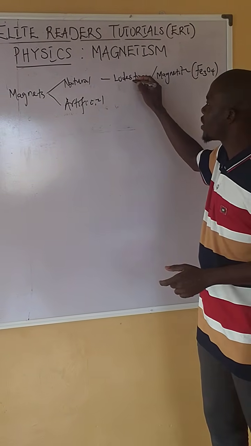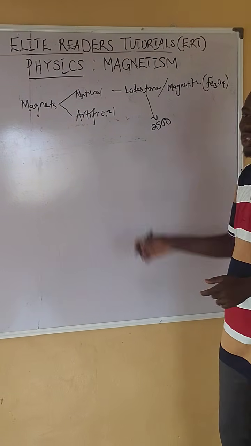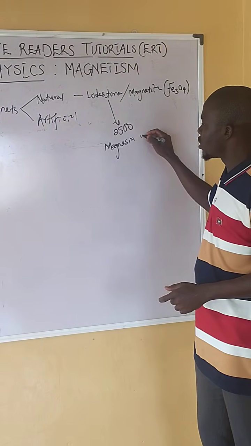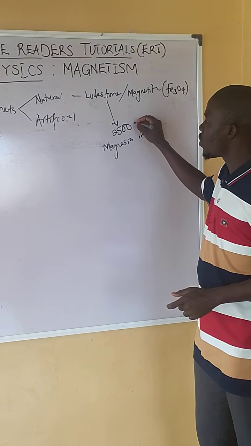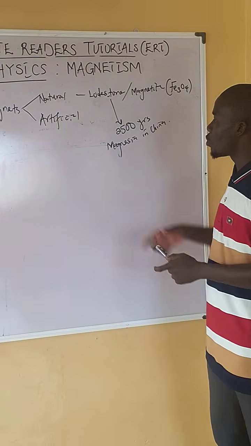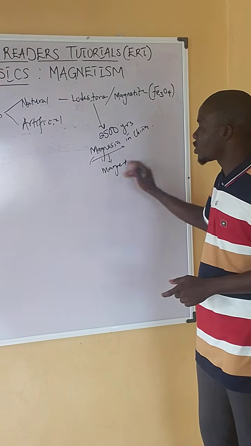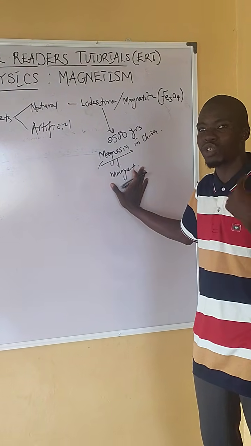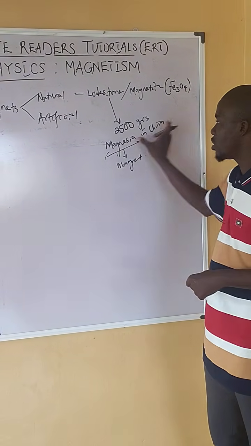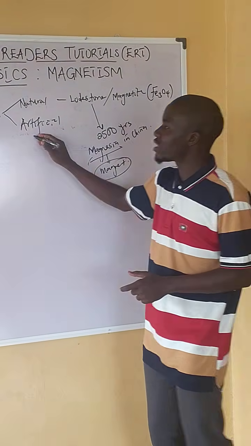Now, this natural magnet, lodestone, over 2,500 years ago, was found in a place called Magnesia. So because it was found in Magnesia, hence they named it magnet. The first ever magnet was found in a place called Magnesia. That is why they later named it magnet.